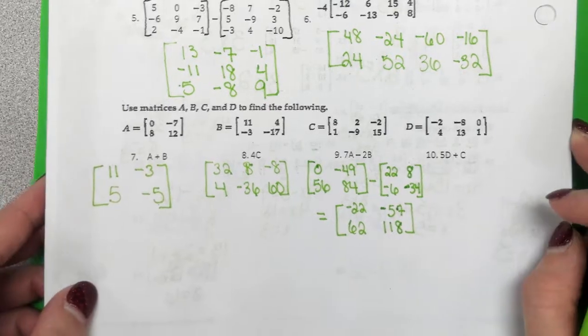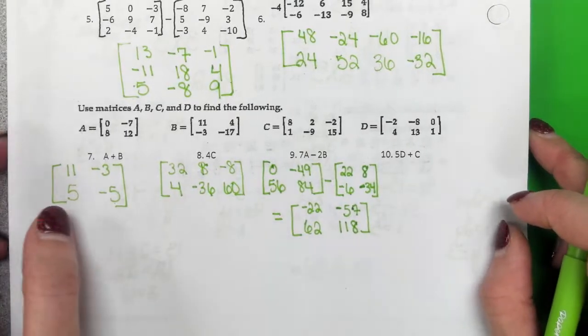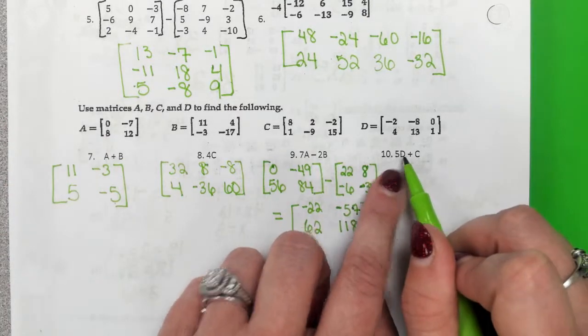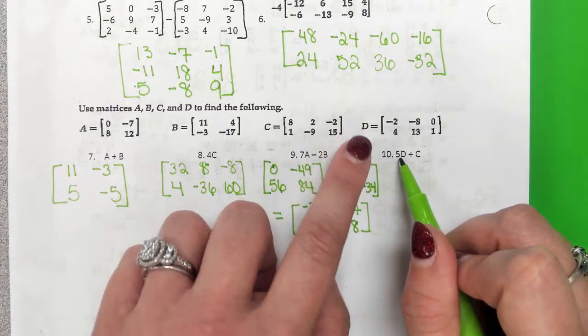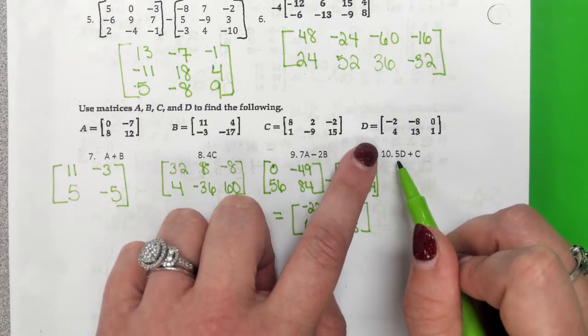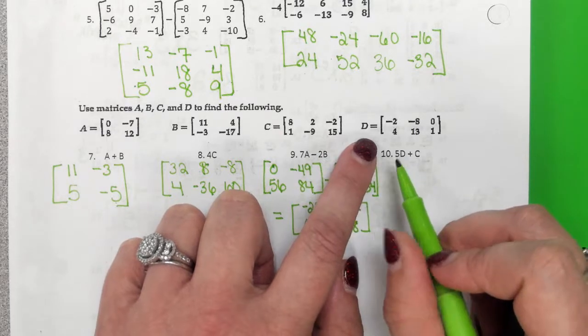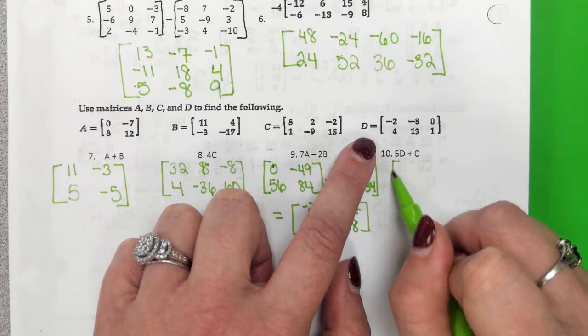All right, last one. Here we go. And then you've got about 15 minutes to do your homework when we get done with this. Number 10. Number 10, what are we doing first? 5 to all of matrix D. Here we go. Multiply, what do you get?